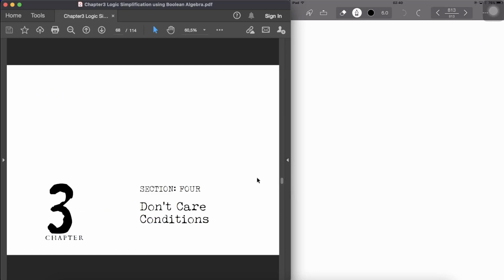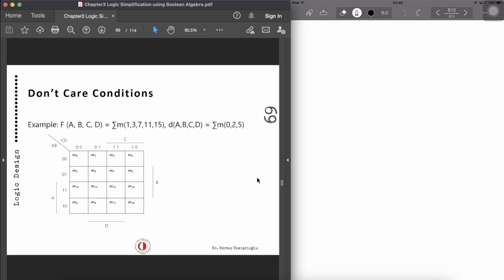In the next section, we are going to see don't cares again by using 4-variable maps. We'll start directly with an example. The minterms are given, and the don't care conditions are given with the D, A, B, C, D, and the minterms which are going to be don't cares. So let's draw the map.